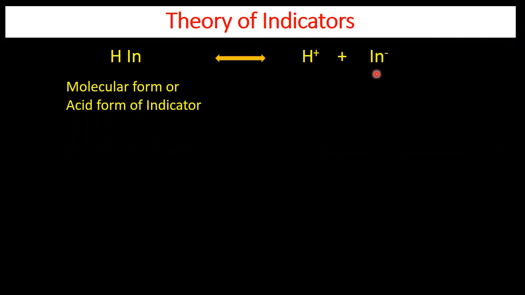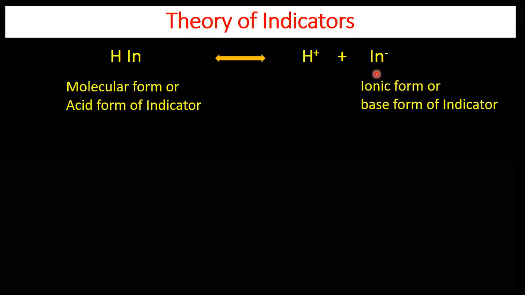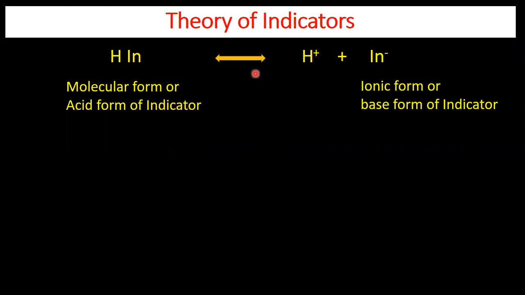And this form, In minus, is the ionic form or base form of the indicator. See carefully: HIn is the molecular form or acid form. In minus is the ionic form or base form of the indicator. Pay your attention carefully. Now this is the equilibrium reaction. When I dissolve this weak acid indicator in water, I get an equilibrium.